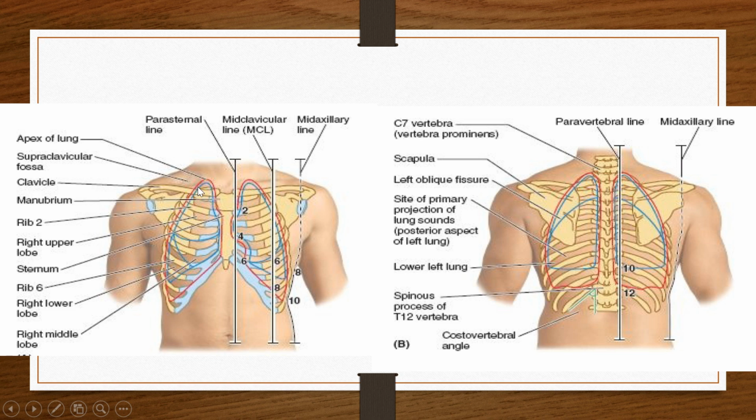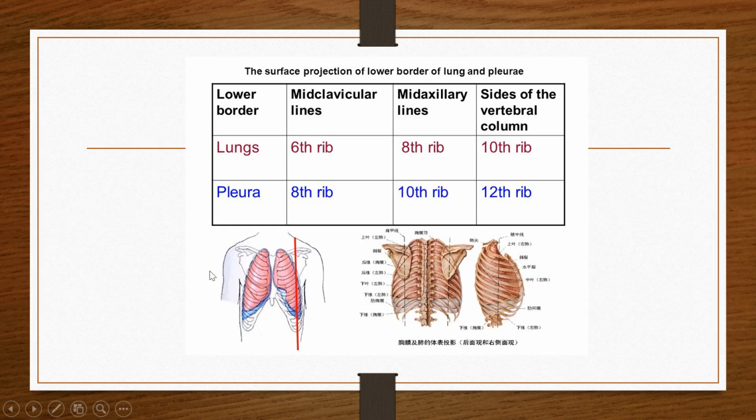The only difference between the line of reflection of the pleura and the lung is at the inferior border. The lung is about 2 ribs above the pleura. See here in this diagram, the blue lines are the lines of the pleural reflection and the red line is the line for the lung. The lung is at the 6th rib in the mid-clavicular line, but the pleura was at the 8th rib. Then it will be at the 8th rib in the mid-axillary line, but the pleura was at the 10th rib.